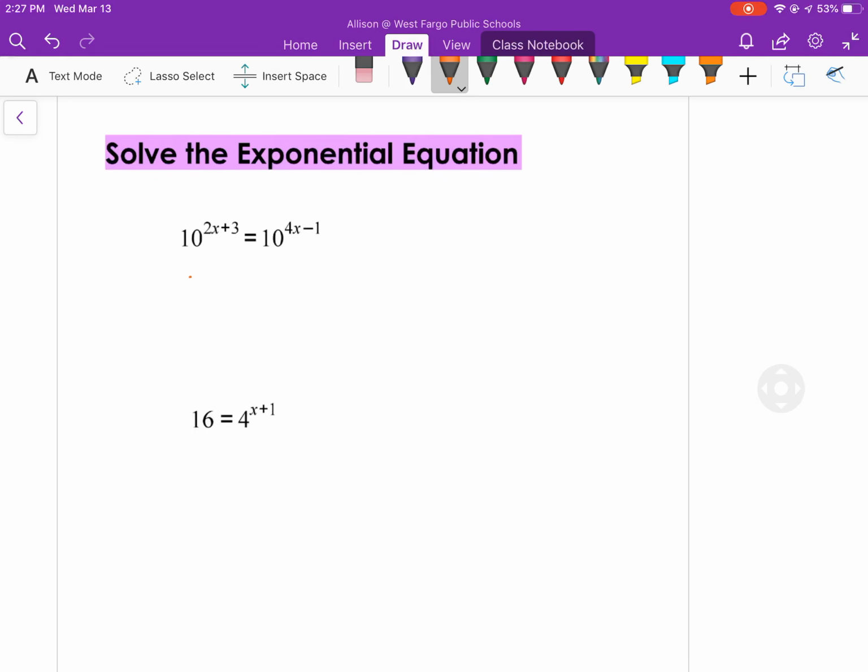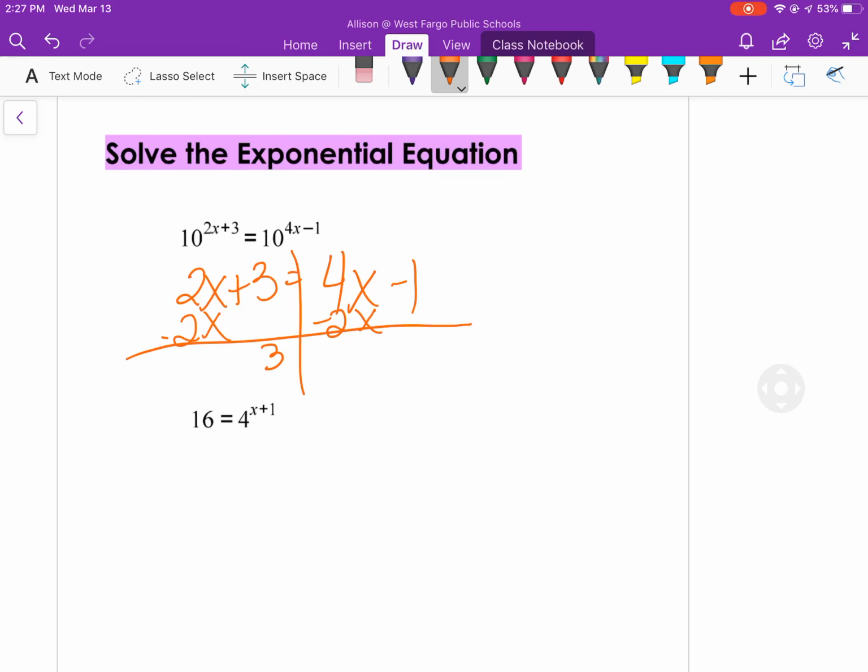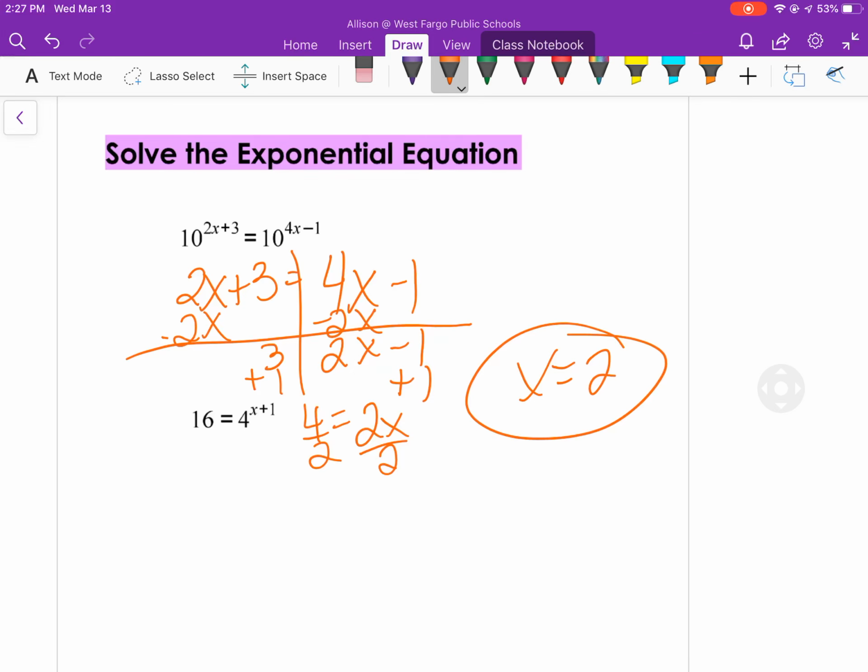So same idea, if the bases are the same, then the exponents are the same. So if they both have a base 10, then you can set the exponents equal and solve for x. Get the variables all on one side and get the constants on the other. So you're going to have 4 equals 2x, then use inverse operations to get x by itself. So x equals 2.